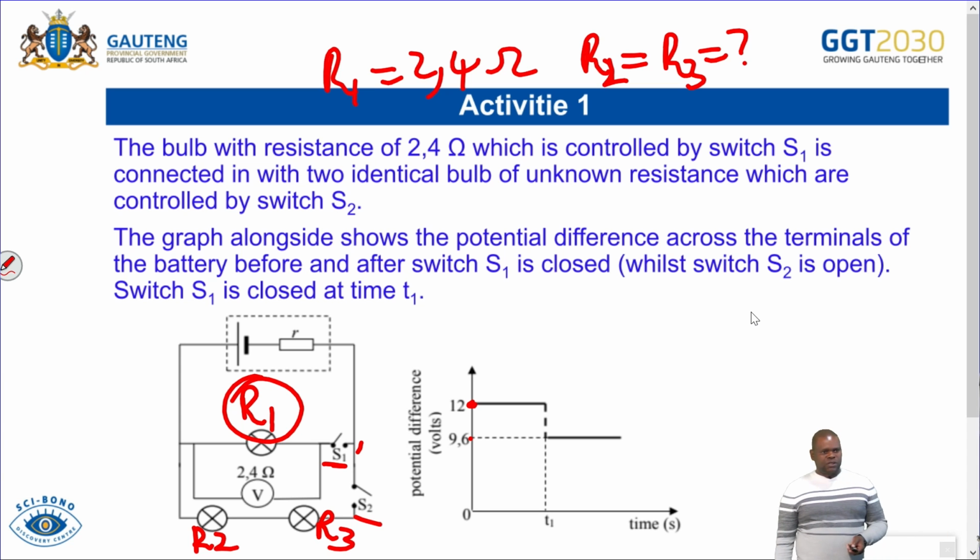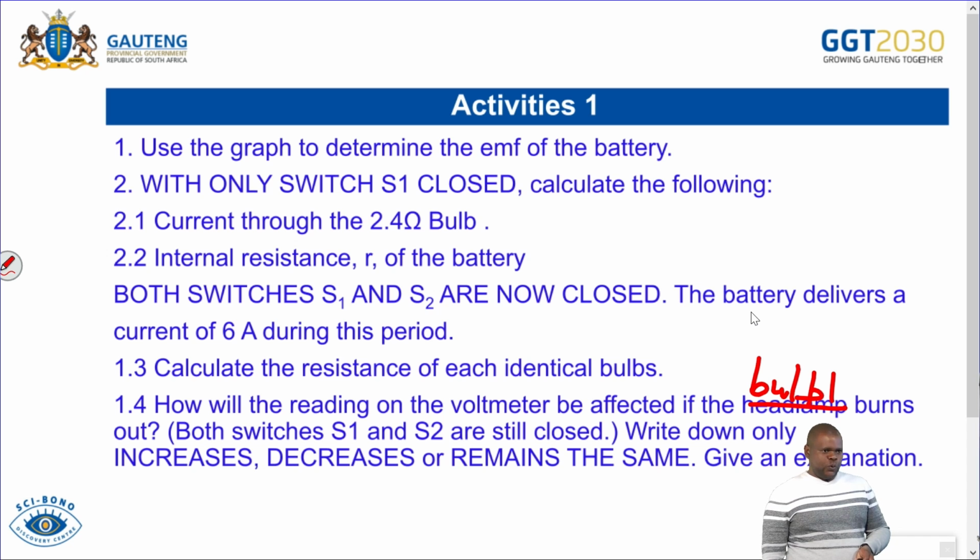If R1 burns out, there is no current that's going to flow through it because it has burnt out. Then we want to know how that will affect the voltage in the circuit. Will it be increasing, decreasing, or remaining the same? And it says, give an explanation to your answer.